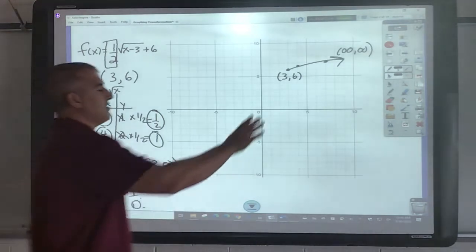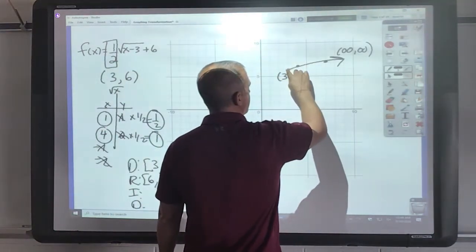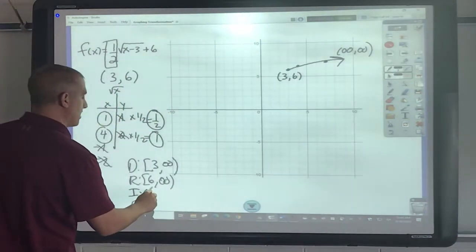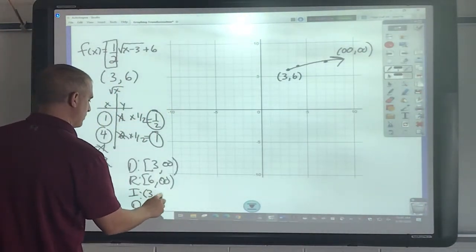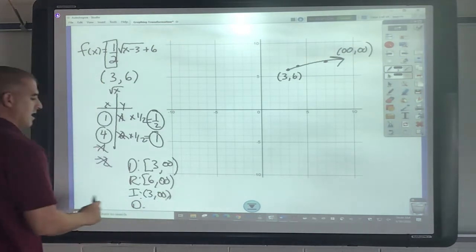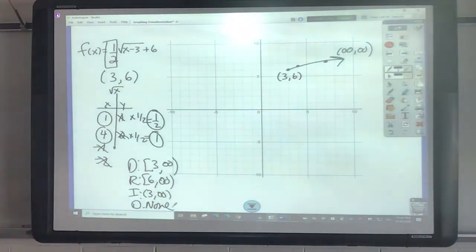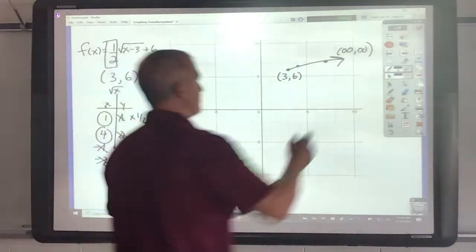Now, if I start from the far left of the graph, all there is, is an increase. So it's going to increase from 3 to infinity. Once again, I'm not picky on the brackets for increasing, decreasing. There is no decrease for this problem.